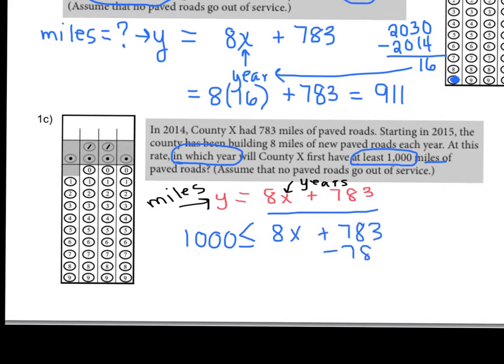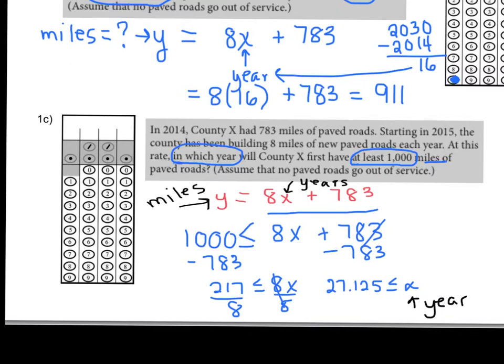by subtracting 783 from both sides. And we will get 217 divided by 8, and we're going to get a decimal. We're going to get 27.125 is less than or equal to x. That means the number of years has to be greater than 27.125 years. So give me a year that's greater than that many years. Well, how about the next biggest number? How about 28 years?